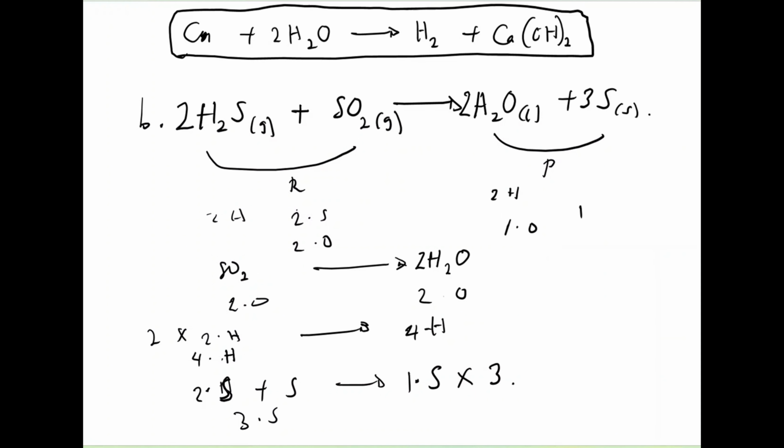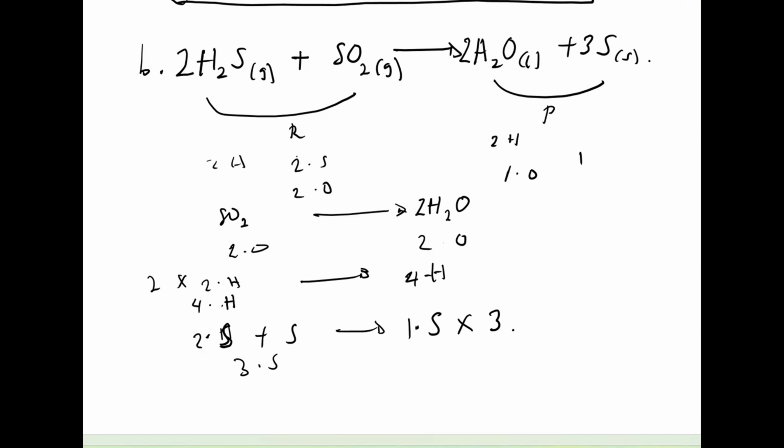So now our final equation is 2H2S plus SO2 yields 2H2O plus 3S. If you check, you see that everything is now balanced.